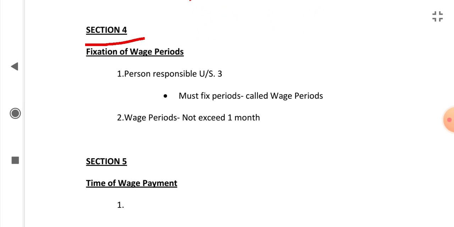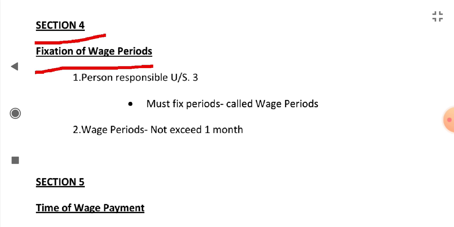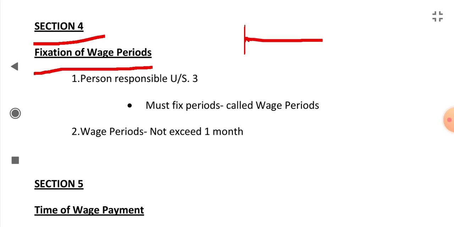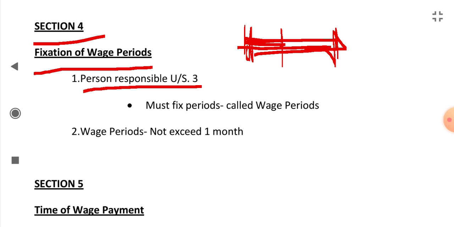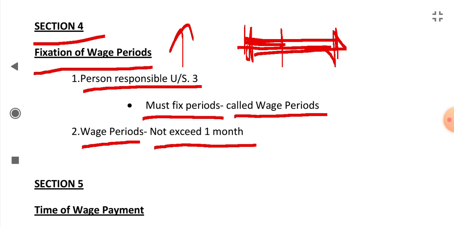Next, section 4, fixation of wage periods. Wage periods are the periods for which a payment will be made, like for every day, or for a week, or for a month. The person responsible under section 3, like the employer or the nominated person, must fix the periods called wage periods. The wage period cannot exceed 1 month. Maximum 1 month can be the wage period. The payment will be done every month.